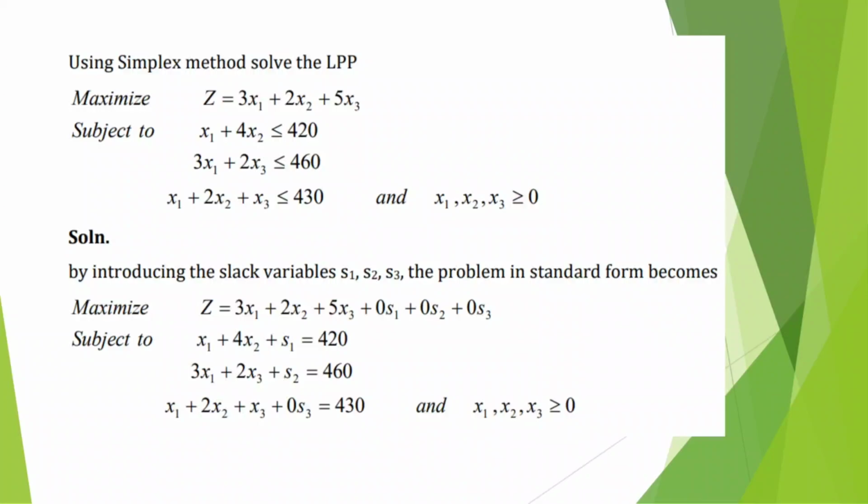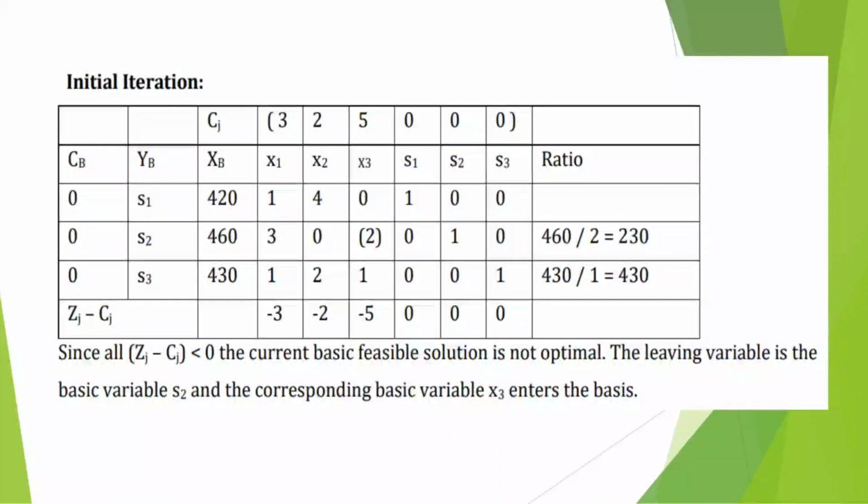Now by introducing the slack variable, the inequality becomes an equality. The second constraint is 3x1 plus 2x3 plus s2 equal to 460, and the next one is x1 plus 2x2 plus x3 plus s3 equal to 430, and x1, x2, x3 are greater than or equal to 0. Now let us move to the initial iteration.